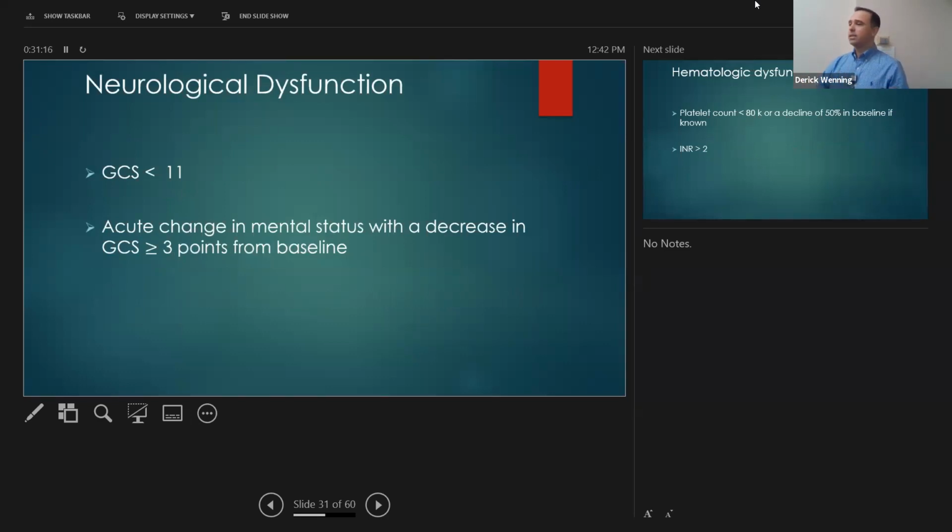Neurologic dysfunction. I think this is a great definition, but I would say any child that you would deem not at their baseline should basically be neurological dysfunction for you. Okay, I don't care if GCS is 11 or 12. The definition says GCS less than 11 is neurological dysfunction. However, if you have a listless, irritable child who is not acting appropriate for their age, we have a problem, and I would say that there's neurological dysfunction there. Any acute change in mental status with a decrease in GCS greater than or equal to 3 points from baseline for those special needs kids.